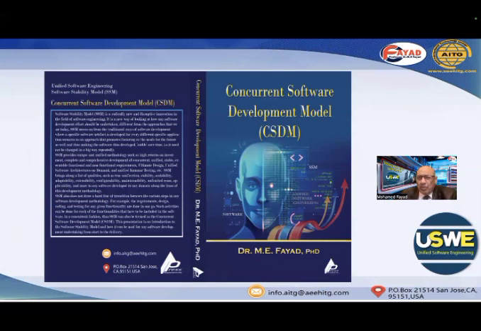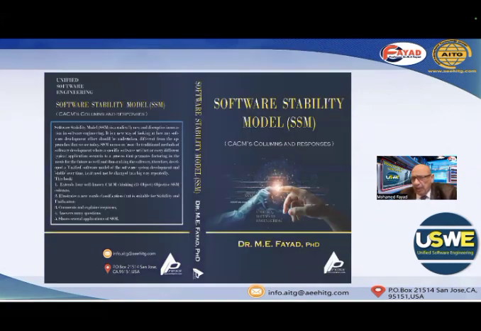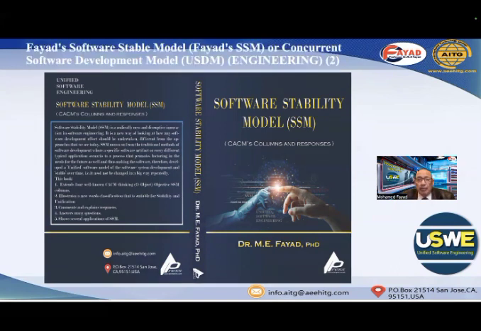These are current software development models. This is actually concurrent software. One model is called the SSM, software stability models. And this is another base book, which is software stability models. It is a collection of many different articles, responses and applications, and shows you how to utilize it in this specific volume too.